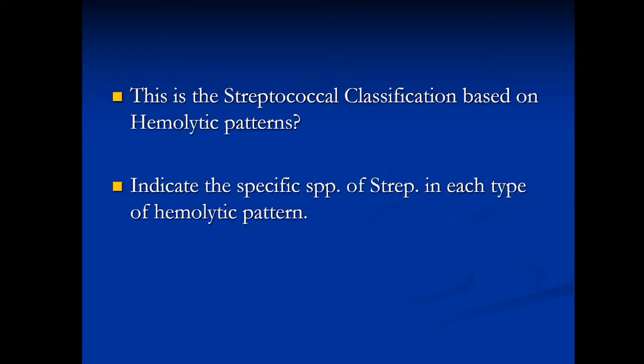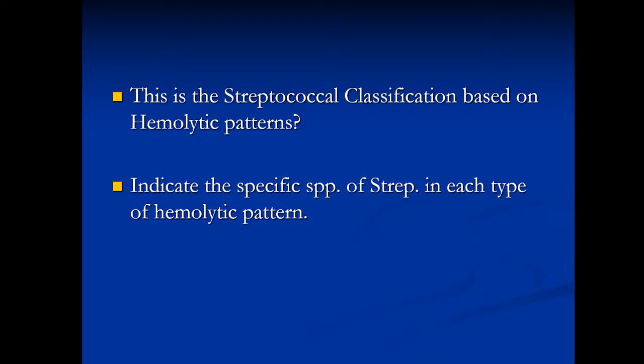Okay. Now, classification based on hemolytic patterns. We're going to have alpha, beta, and gamma streptococcus. Do we need to remember what it's called? Yes. If we're classifying based on hemolytic patterns, it's known as the Brown classification.